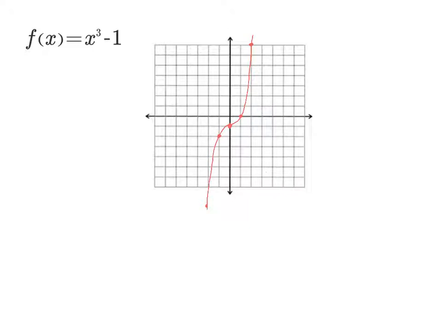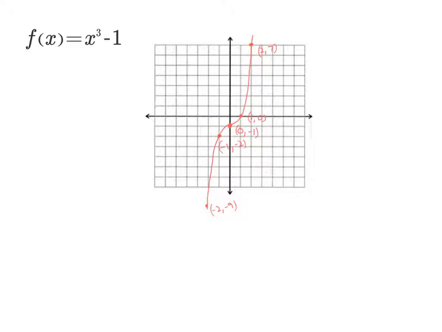Now I want to graph the inverse. Now the inverse, remember, is going to be switching your x and y. So this point right here is 0, negative 1. This point right here is 1, 0. This point right here is, it looks like, 2, 7. This one's going to be negative 2, negative 9. And this one is going to be negative 1, negative 2.